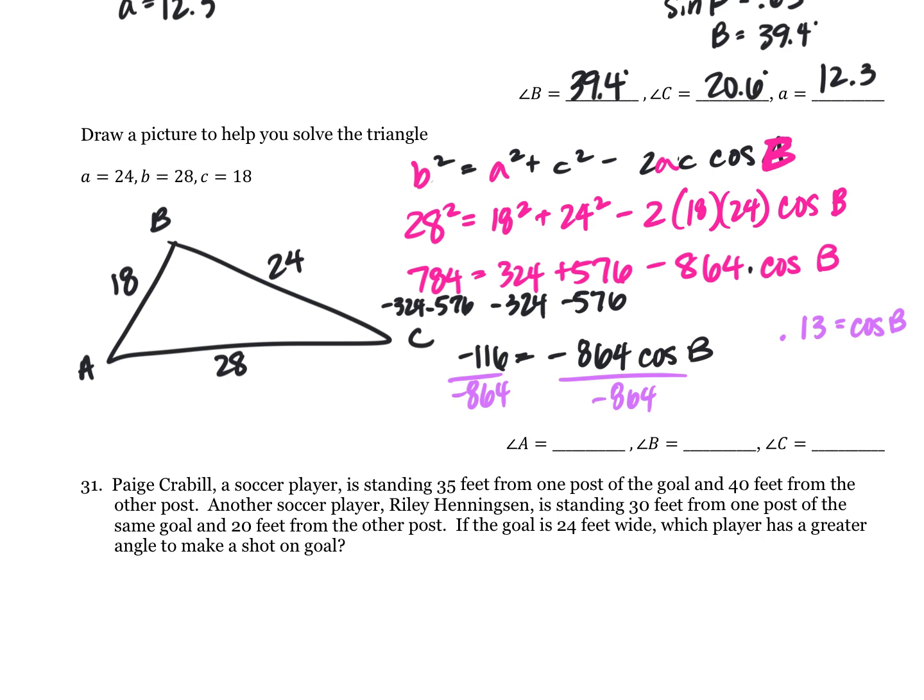Anyone else at that point? 0.13? And how am I finding B? Second cosine, second answer. 82.3? Yep. So law of cosines to find an angle, I think is terrible, but there's no other way to do it. Now, do you have to show this many steps? No. But it is very tedious because we got to break it apart.